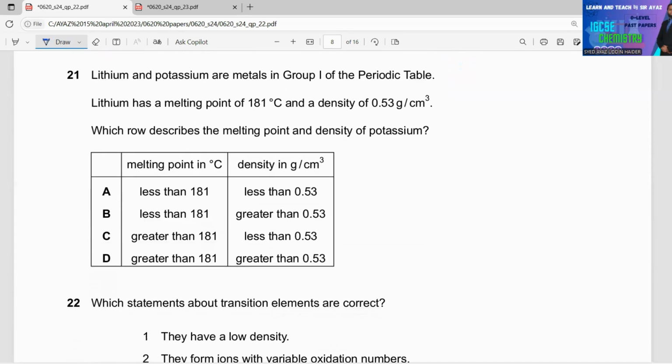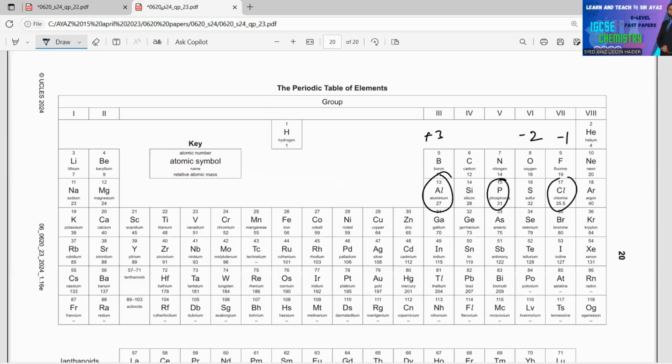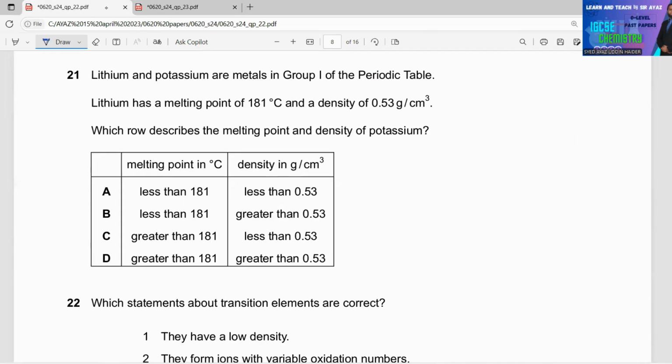Number 21. Lithium and potassium are metals in group 1 of the periodic table. Lithium has a melting point of 181 degrees centigrade and a density of 0.53 gram per centimeter cube. Which row describes the melting point and density of potassium? So here's group 1. We have lithium and potassium. You know the trend. What is the trend? You have to remember the trend about the melting point and density. Trends in group 1.